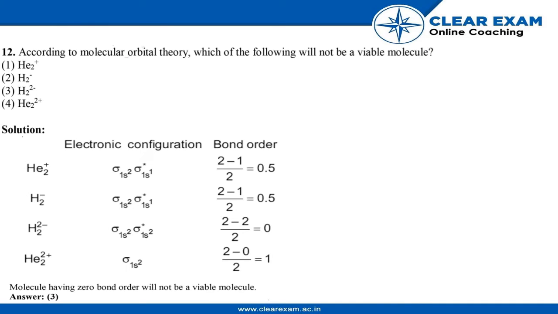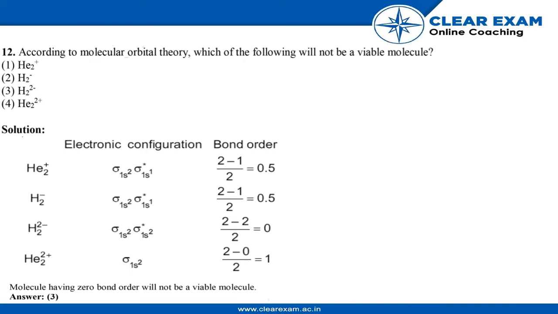Hello guys, let us discuss question 12 of chemistry. The question is, according to the molecular orbital theory, which of the following will not be a viable molecule? The options given to us are He2 plus, H2 minus, H2 2 minus and He2 2 plus. Okay, so let us try to solve this.